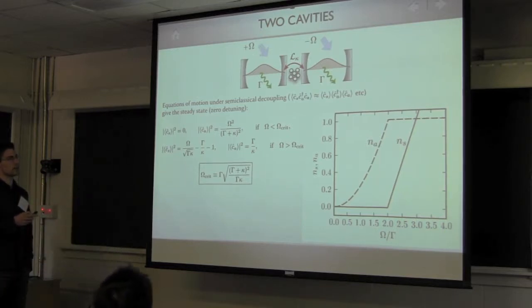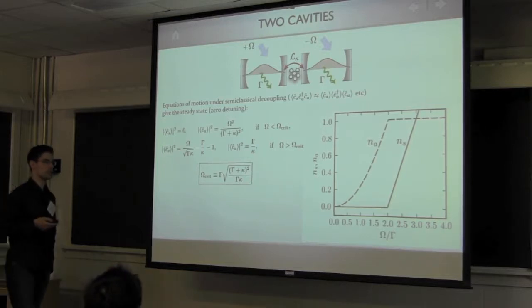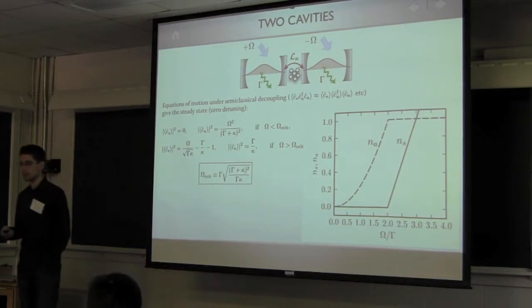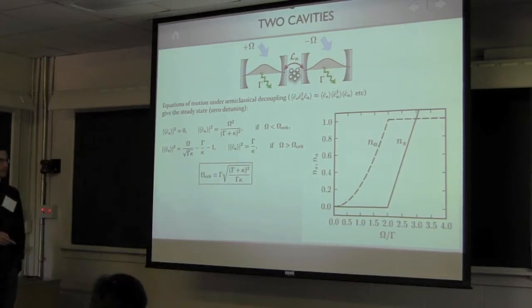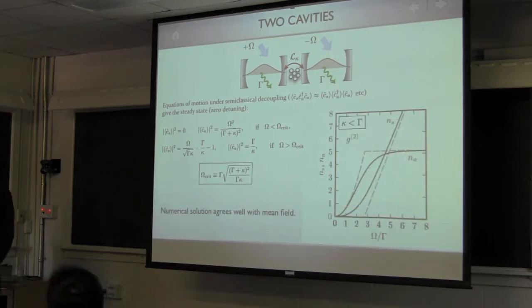Since here, as I said, I'm driving the antisymmetric mode externally, and then when I exceed the critical value of the driving intensity, the antisymmetric mode population saturates as shown in this curve here, and the symmetric mode population starts to grow linearly, and therefore this shows this macroscopic occupation of the symmetric mode of photons. Sorry. Go ahead.